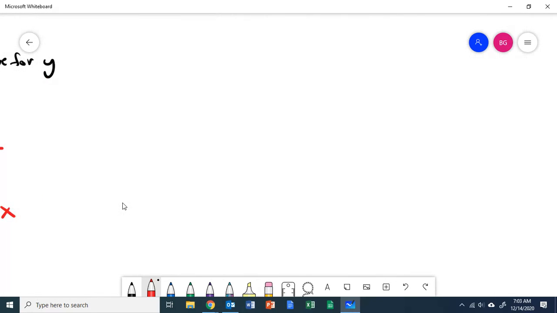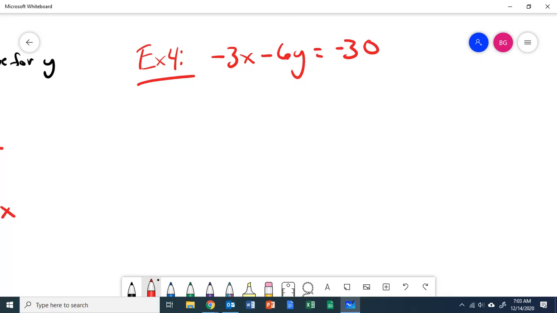Okay, one more here. Example number 4. Okay, we have, let's go with negative 3x minus 6y equals negative 30. Okay, so pause the video. Try this one by yourself. Remember, we're solving for y. All right, so here we go.